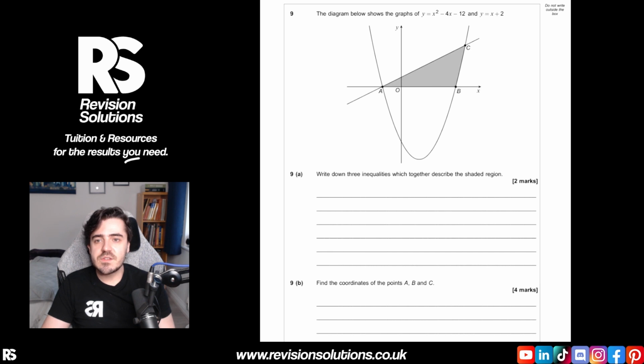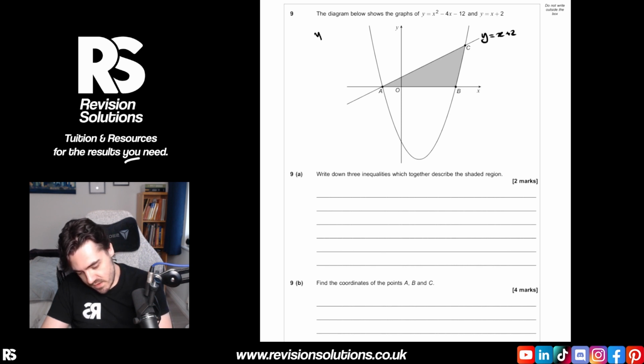Question 9 then says, the diagram below shows the graph of y equals x squared minus 4x minus 12 and y equals x plus 2. Write down 3 inequalities which together describe the shaded region. So first let's identify which curves are which. So the straight line is obviously y equals x plus 2 and the quadratic is the curve. So y equals x squared minus 4x minus 12.